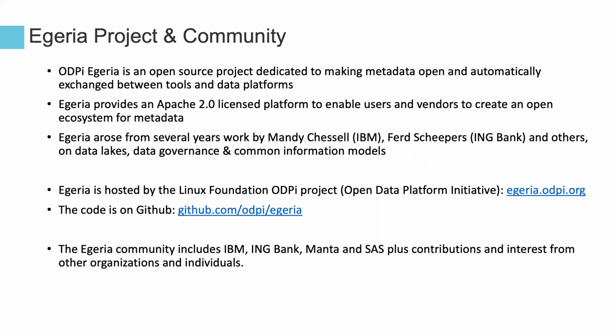It has an Apache 2 license, so it's very liberal, it's a very easy license. And the idea is really to enable both users, so the commercial users and vendors, so tools providers, database providers, etc., to create an open ecosystem for the management of metadata. Egeria really started from a number of years of work by people including, and this is not an exhaustive list again, people like Mandy Chessel from IBM, from Shapers, or Schapers, I should say, from ING Bank in the Netherlands, and lots of other people. And that work all centered around data lakes, data governance, common information models.